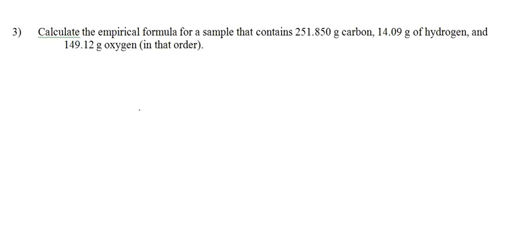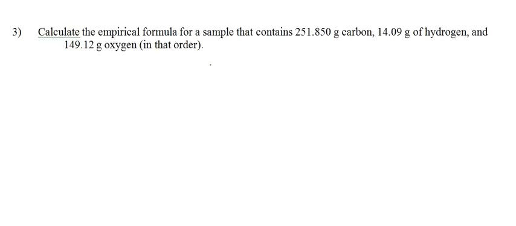Number 3 says calculate the empirical formula for a sample that contains 251.85 grams of carbon, 14.09 grams of hydrogen, and 149.12 grams of oxygen, in that order. Now, normally I won't have that in the question. However, whatever the order is that the elements are given to you in the question, that's the order that you want to write these compounds out in. So keep them in that same order. Now, you'll also notice that you don't have percentages, but you do have masses. So we're good to go.